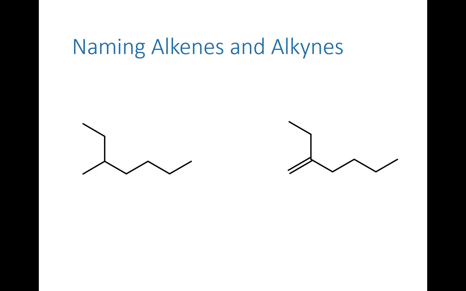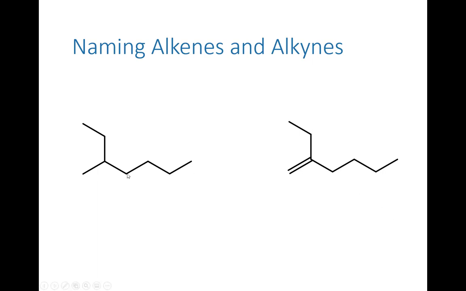Here I have two molecules which seem to have a very similar structure. The only difference is the structure on the right is an alkene. It has a double bond. The structure on the left is an alkane. There is no double bond. But we're going to see that the naming is fairly different in one respect that's important.